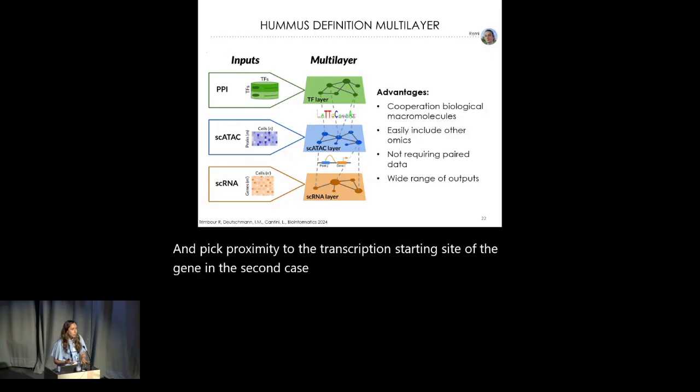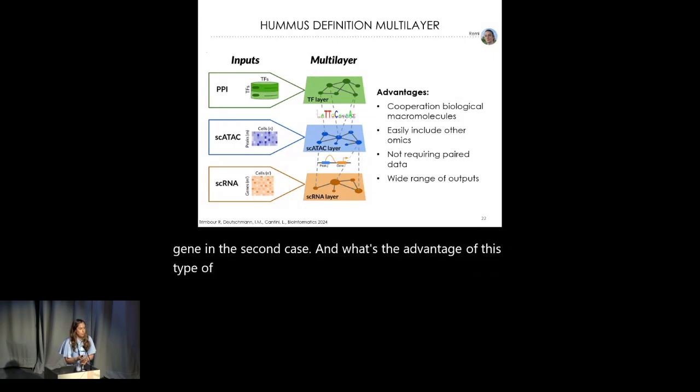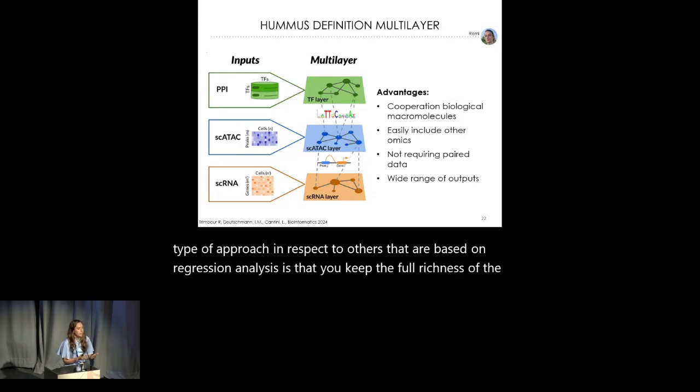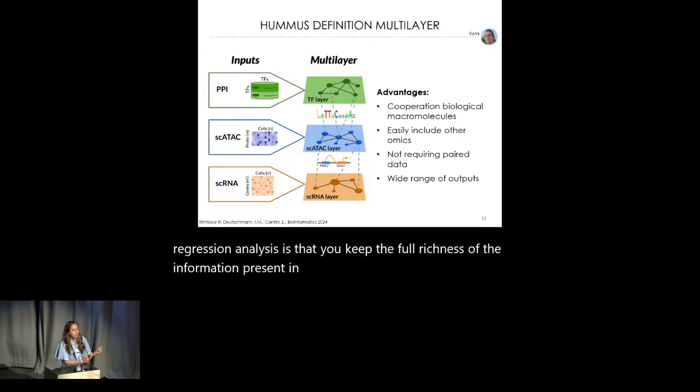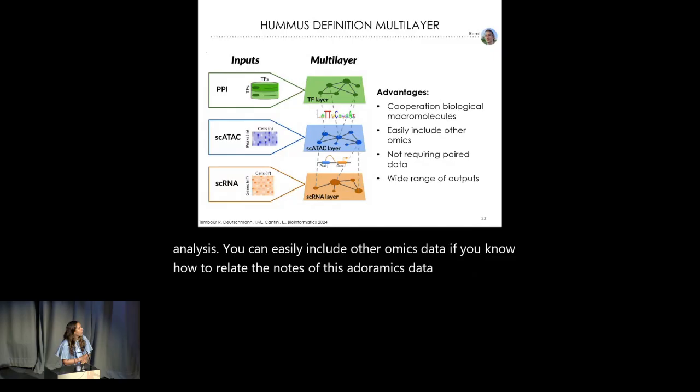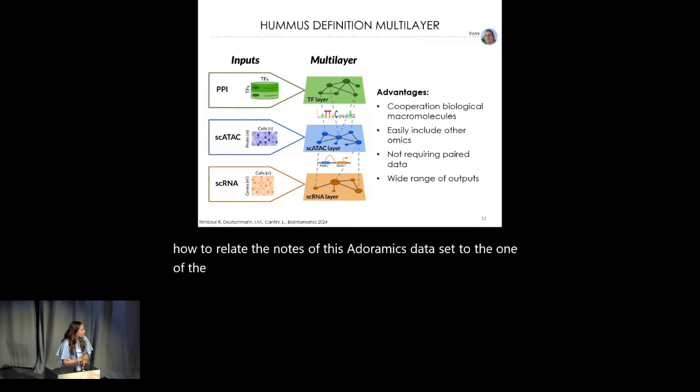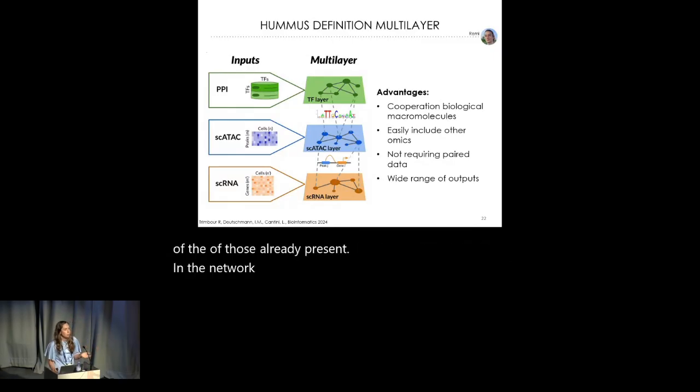And what's the advantage of this type of approach with respect to others that are based on regression analysis? It's that you keep the full richness of the information present in each data set. This means that you can take into account cooperation between biological macromolecules that you are missing with the regression analysis. You can easily include other omics data if you know how to relate the nodes of these other omics data sets to the ones already present in the network. And it doesn't require working with paired data. At no moment do you need to pair your single-cell data.